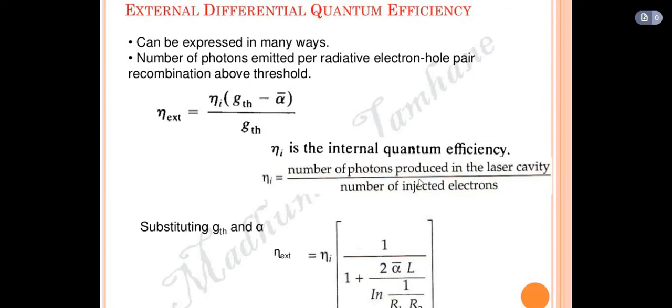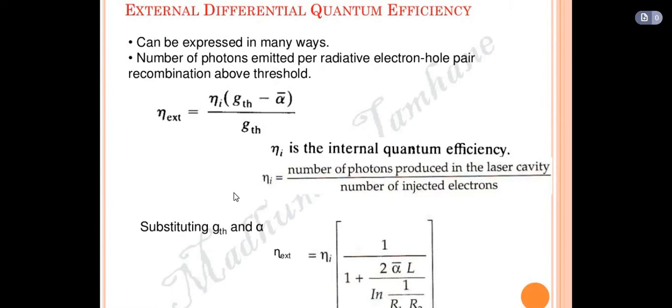What is eta I? Internal quantum efficiency. How do we obtain that one? That is given by the number of photons produced in the laser cavity to the number of injected electrons. If you divide both things in that particular formula, we can find eta I. So for eta I, we already found this GTH, right? So that GTH and everything we are just substituting, and we can find what? The eta external.